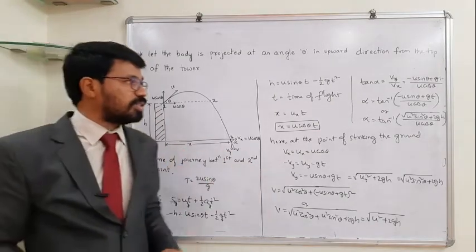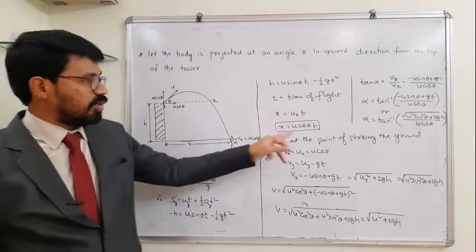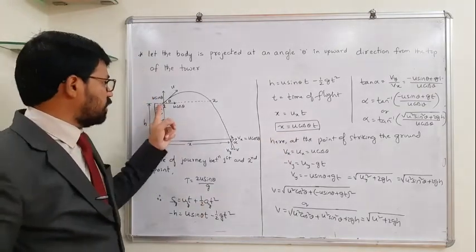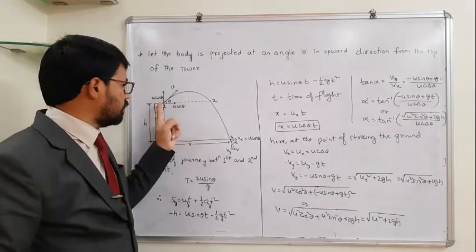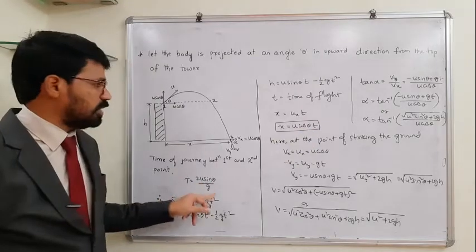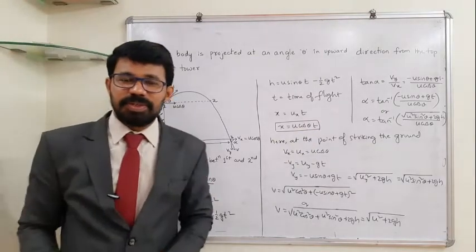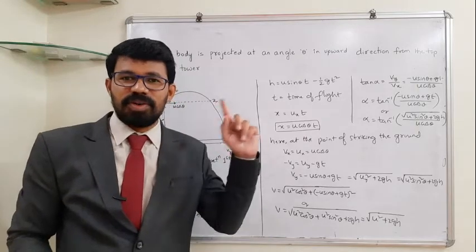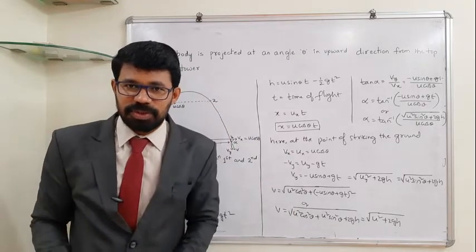The total horizontal distance traveled is equal to how much? U cos theta into t. Okay, if you wanted to find out only the horizontal distance between point 1 and 2, simply replace this time of flight with 2u sin theta by g. You will get u square sin 2 theta by g, which is nothing but our horizontal range in the case of usual oblique projectile motion, isn't it?